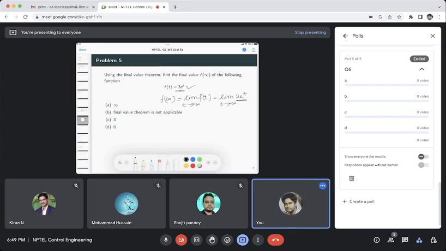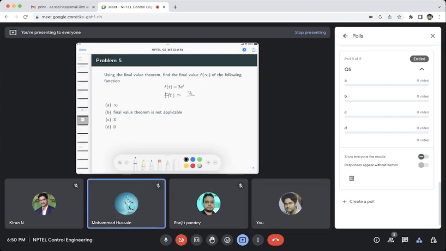Let's see what happens if you just apply the final value theorem for this. Simply, what will be the F of s for this function? Can anyone say? 3 upon s minus 1. Correct. Where is the pole located for this function? Left hand side, right hand side? 1. So it is in the right hand side, right? So let's see what happens if we apply this final value theorem.